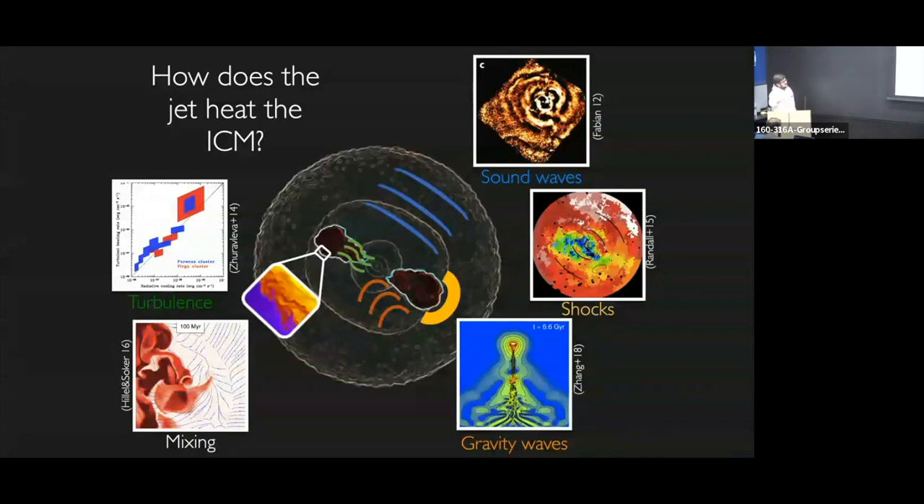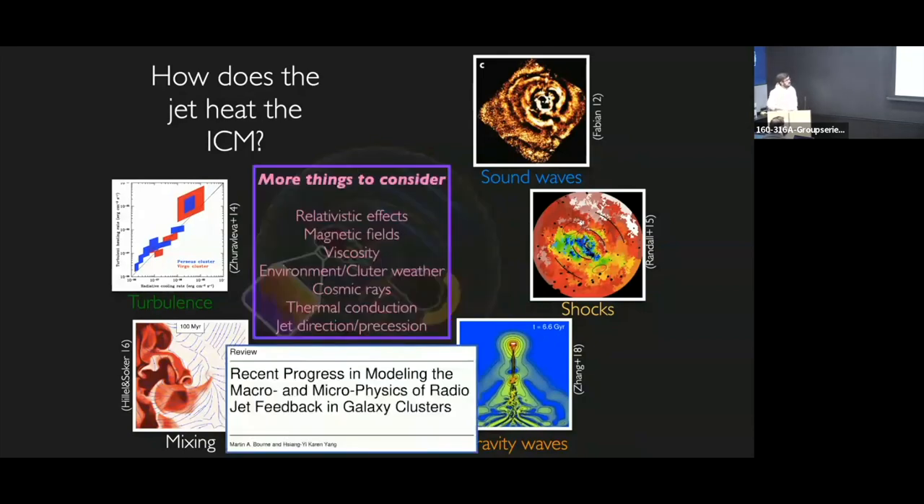heats the ICM. These are all hydrodynamic processes, whether it's shocks or sound waves, gravity waves, mixing, turbulence. There's a whole bunch of other things you might want to include if you're trying to simulate these things. We heard about cosmic rays in the previous talk. Jet precession, direction, thermal conduction. The jets are really relativistic, but not often modeled as relativistic in these sorts of simulations. You have the effects of magnetic fields, and so on and so forth. I'm going to shamelessly plug a recent review article that Karen Yang and I put out earlier this year.